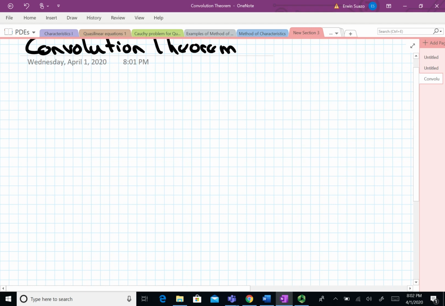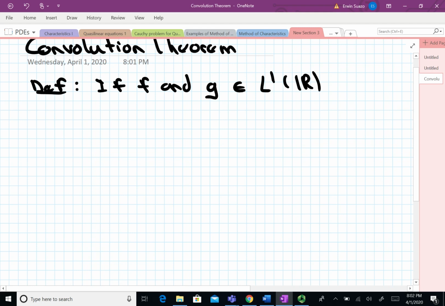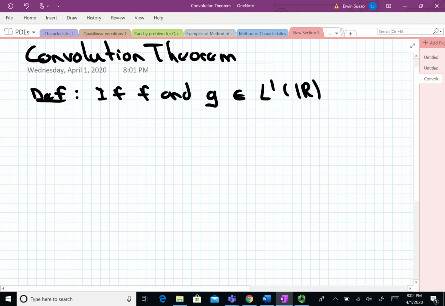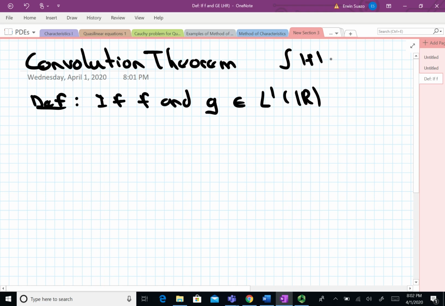Okay, so first I need to recall, we have the definition of convolution. So if f and g are L1 functions, that means the integral of f is less than infinity in absolute value. Okay, we define the convolution of two functions.